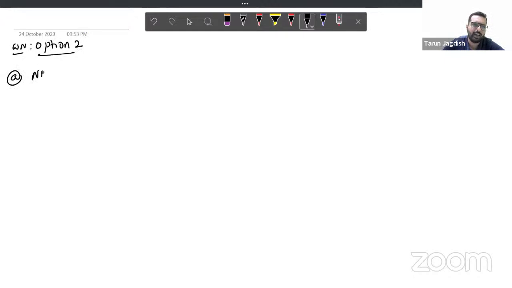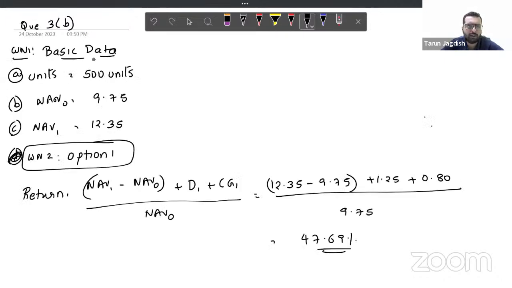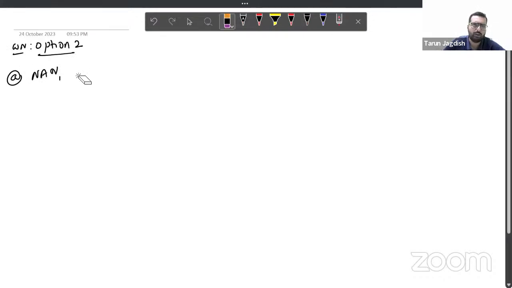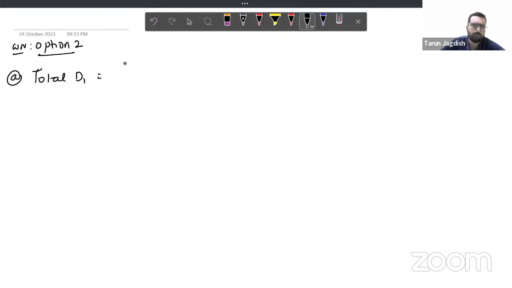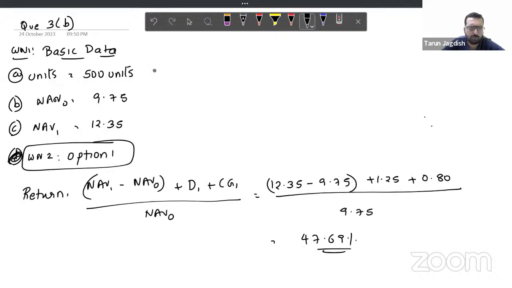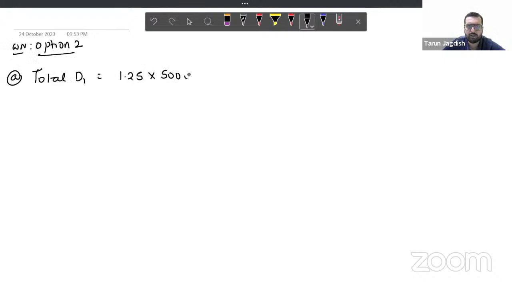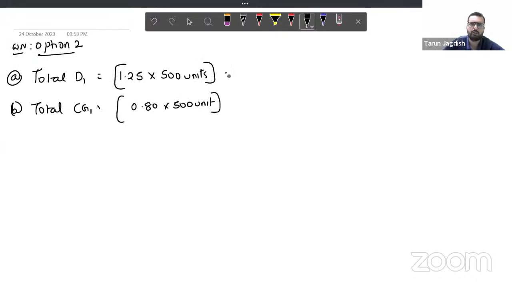So here I'll write down NAV1. How much is NAV1 that we have? Okay, we need to work out that. What we'll do is first, we will take the total D1. How much is the D1 they have told over here? Is it 1.25? So it is going to be 1.25 into how many units? 500 units. Okay. Next one is what? Total CG1. How much is going to be next to CG1? 0.8 into 500 units. All right. So I'll give 1.25 into 500. That is equal to 625.